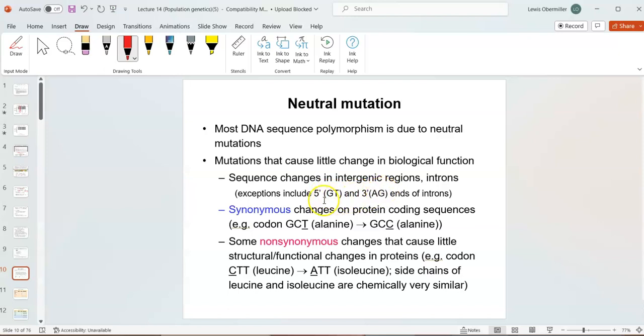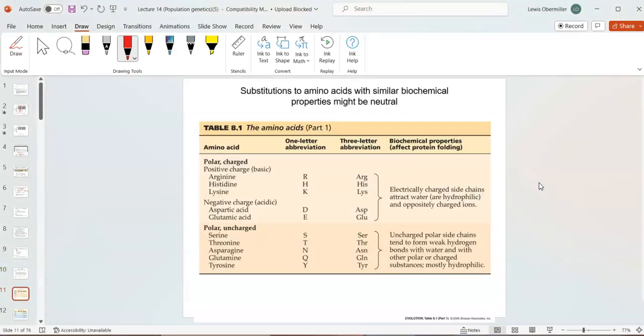So the intron-exon junctions are important. We can have synonymous changes, so it doesn't change the amino acid. We can also have nonsynonymous changes that have little effect because they don't change the side chains, so they're chemically similar. Any of these things would lead to a neutral mutation. There's no benefit or harm in those particular mutations, and those are some of the reasons why. We've talked about that, and we've talked about this, right?